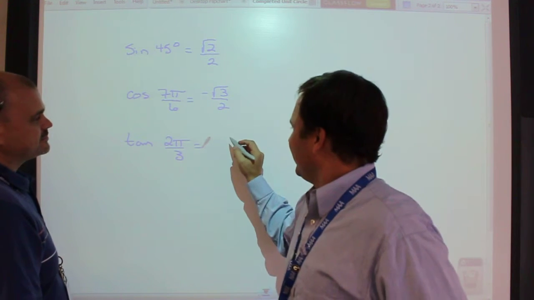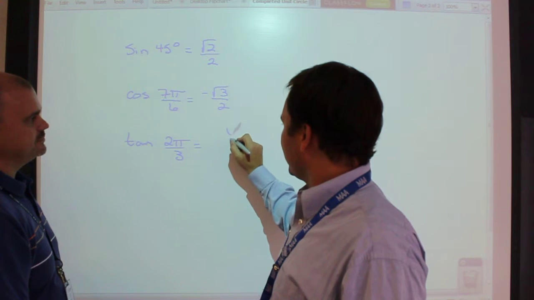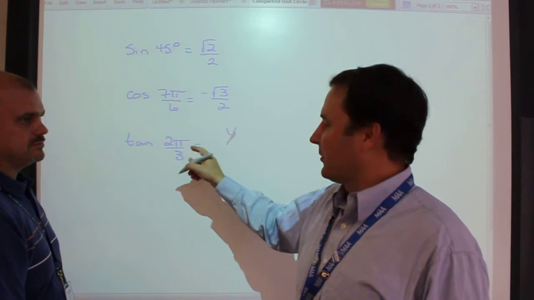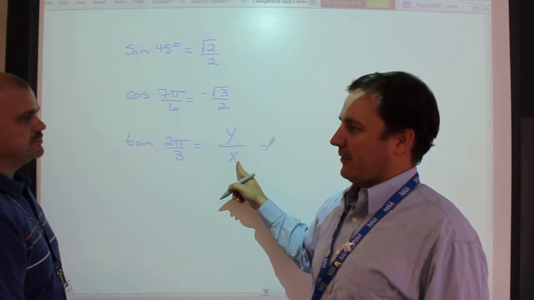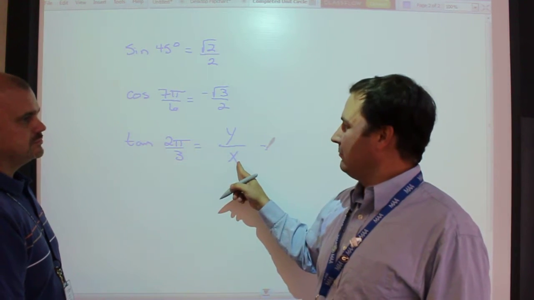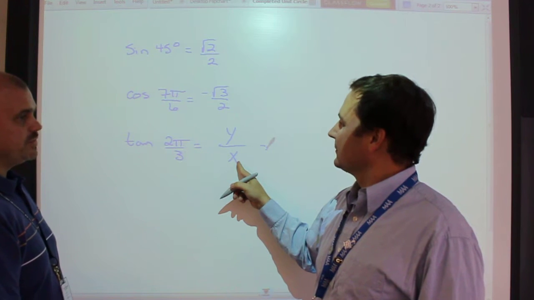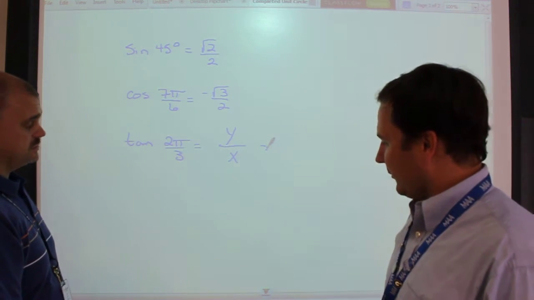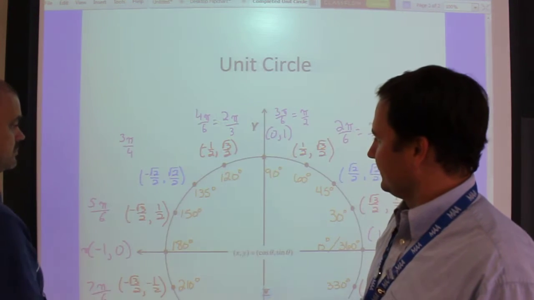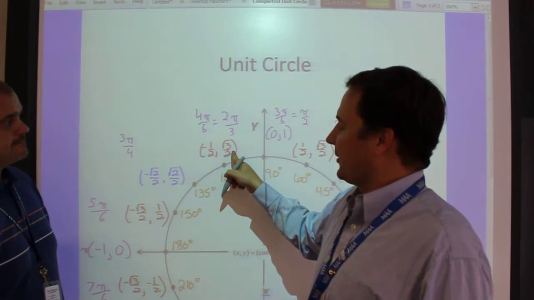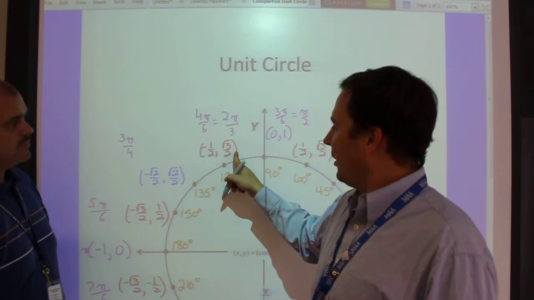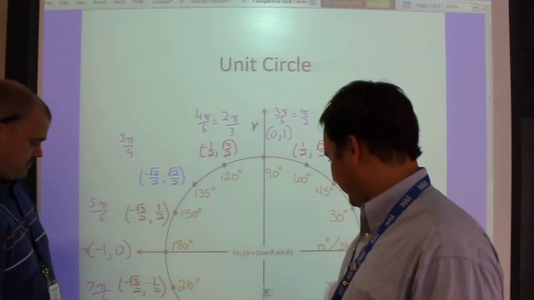So tangent will be the y coordinate for 2 pi over 3 over the x coordinate. Now each one of these is going to be a fraction, so it's going to be a little bit of work. If we look at 2 pi over 3, it's right here. It's root 3 over 2 over negative 1/2.